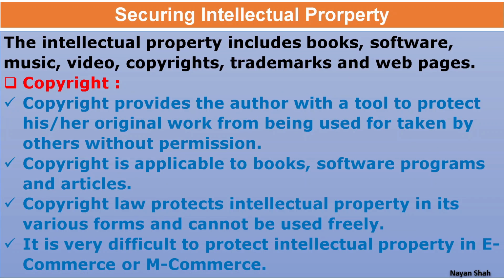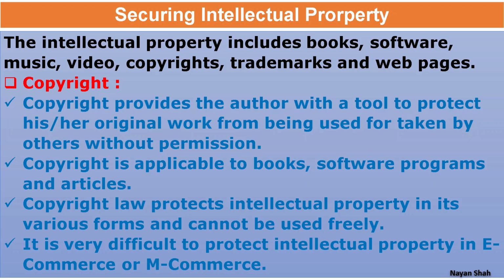The intellectual property. Now, what is intellectual property and how can we secure that property? Intellectual property is any kind of information, which includes books, software, music, video, some copyrights, some trademarks, and other web pages. So such property over the internet must be secured.